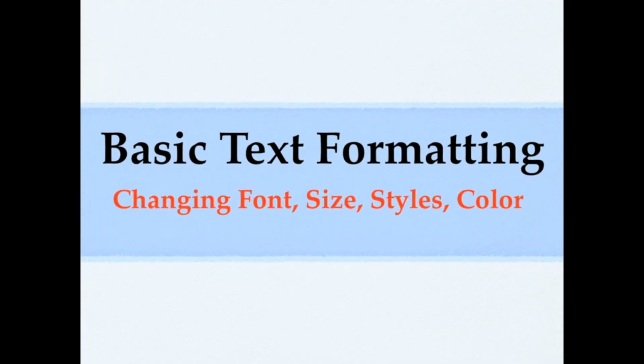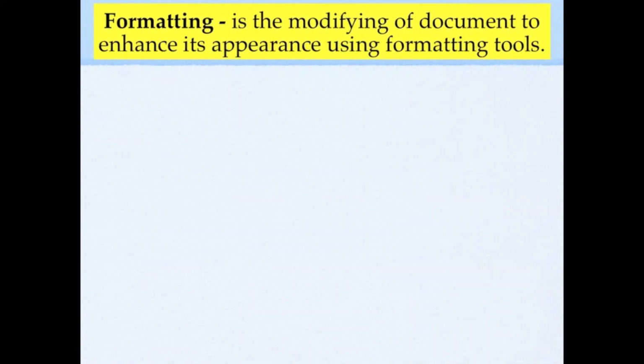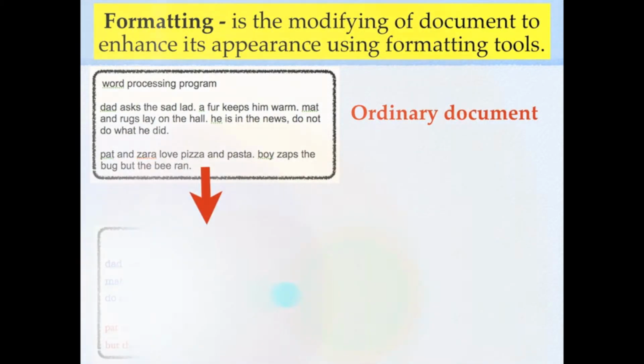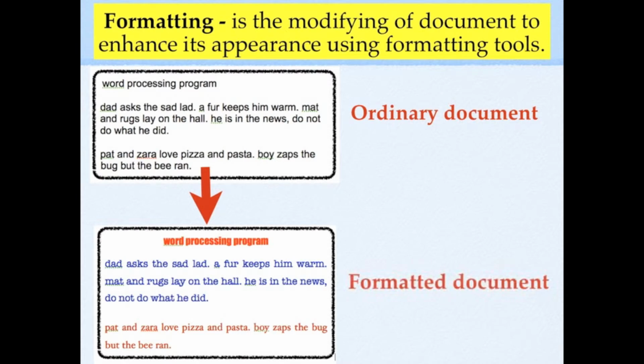Let us learn now the basic text formatting, which will focus on the changing of font, size, styles, and color. Formatting is the modifying of text or document to enhance its appearance using formatting tools. This is an ordinary document, but after formatting, this document could look like this one.